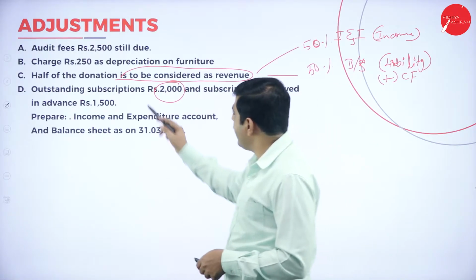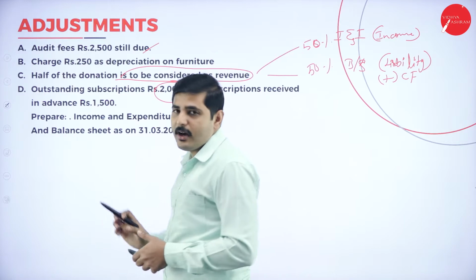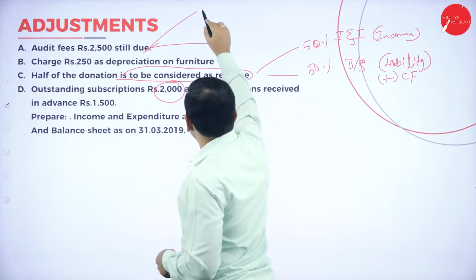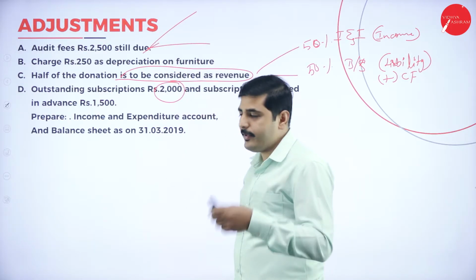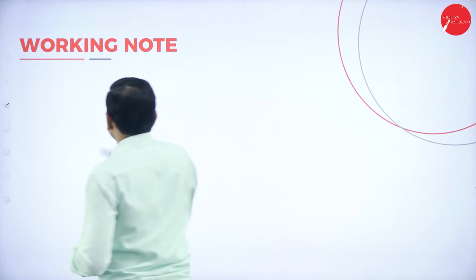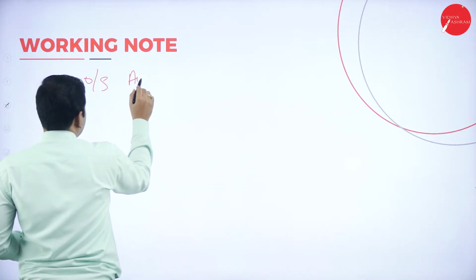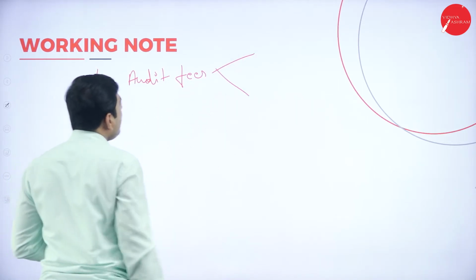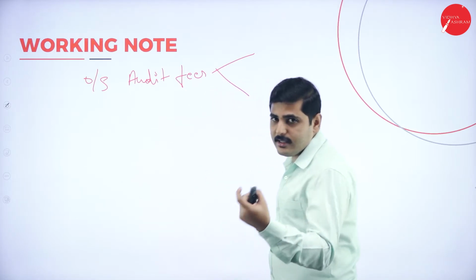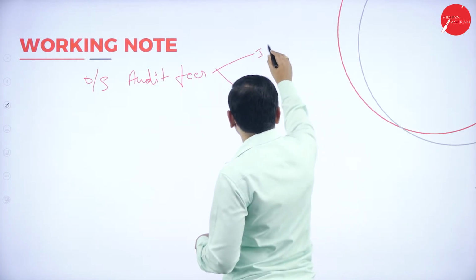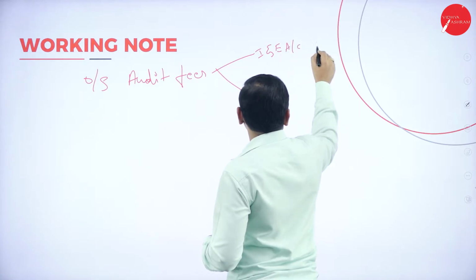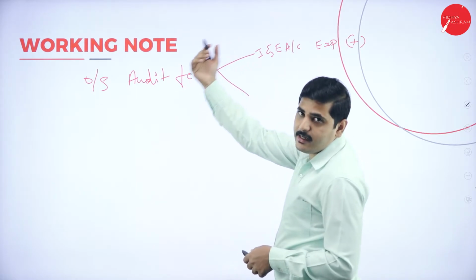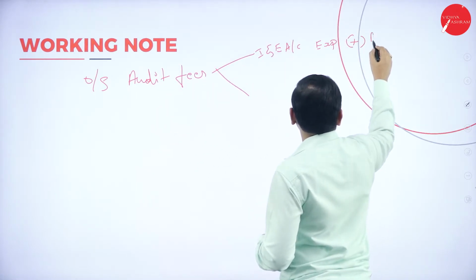Now let's go to the adjustments. We have audit fees still due, which means outstanding audit fees. For one adjustment, all the adjustments will have double effect. So outstanding audit fees: where do we have to show it first? When you pay the amount, it is an expenditure, no? So in the income and expenditure account, on the expenses side, add it, as it is a current year outstanding. Any current year outstanding we should add to audit fees.